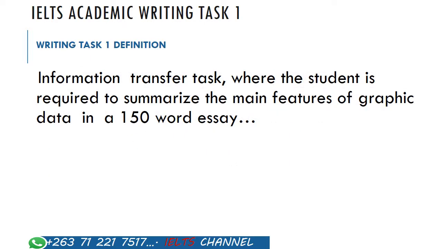Defining academic writing task 1. Writing task 1 is an information transfer task where the student is required to summarize the main features of graphic data in a 150-word essay.